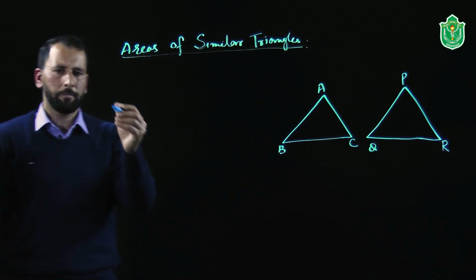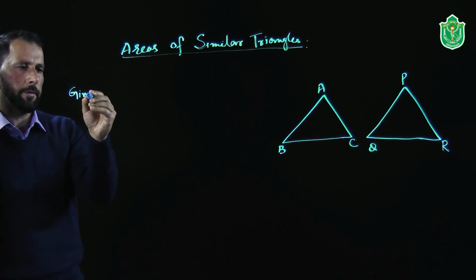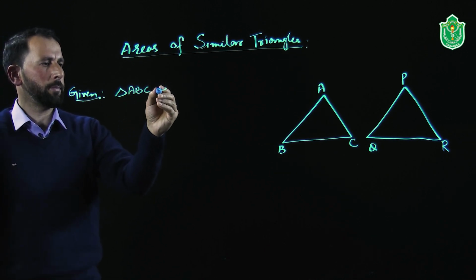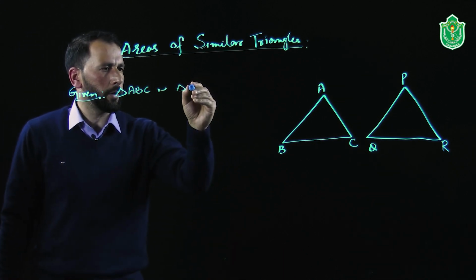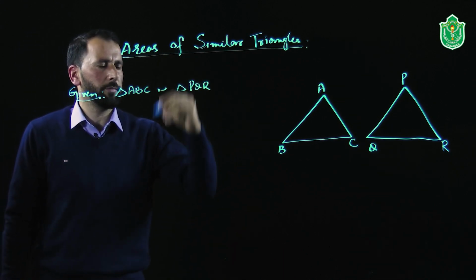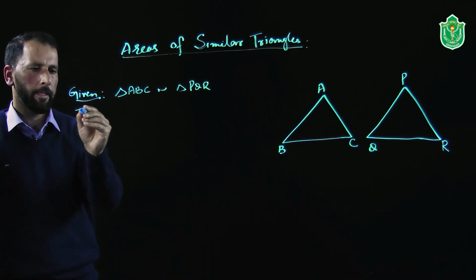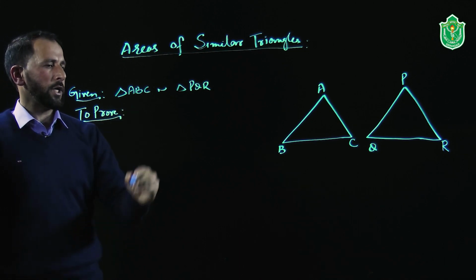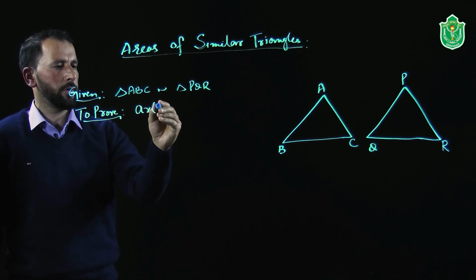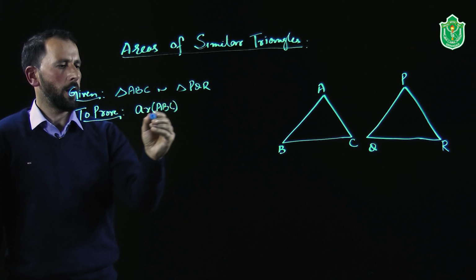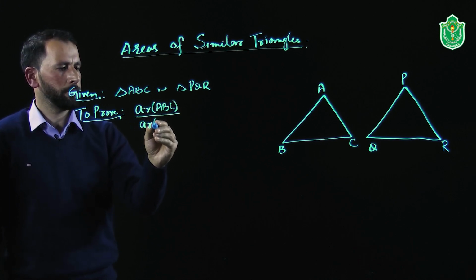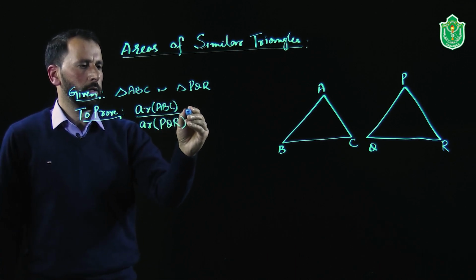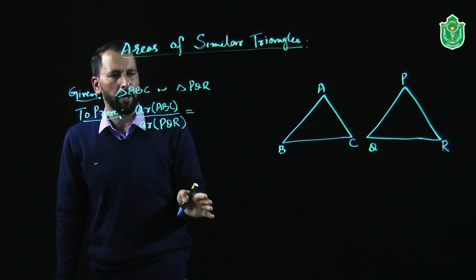So the given here is triangle ABC is similar to triangle PQR. This is the given condition. Then to prove, we have to prove here the ratio of their areas, means area of ABC upon area of PQR, is equal to the square of the ratio of their corresponding sides.